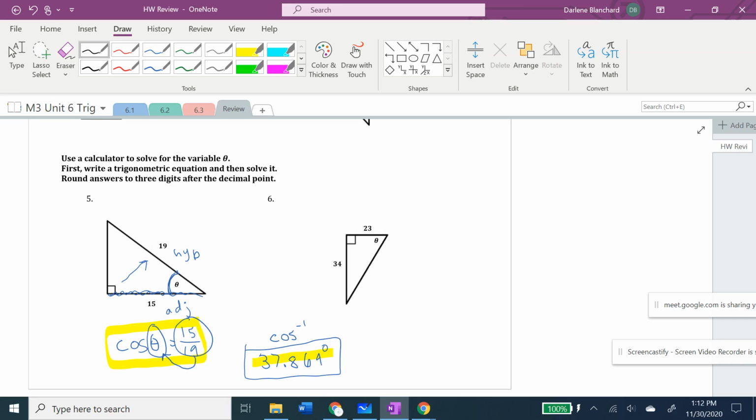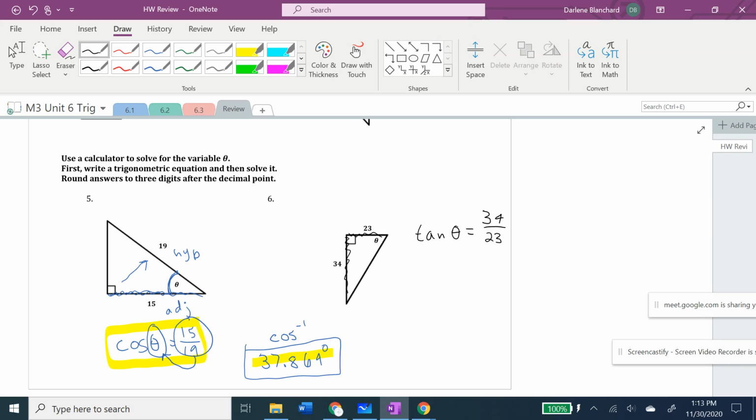So did a lot of you get number 6 done? For number 6, you should notice that you have the 2 legs. So you can use tangent. And always opposite over adjacent. So let's see if you guys can use your calculator.